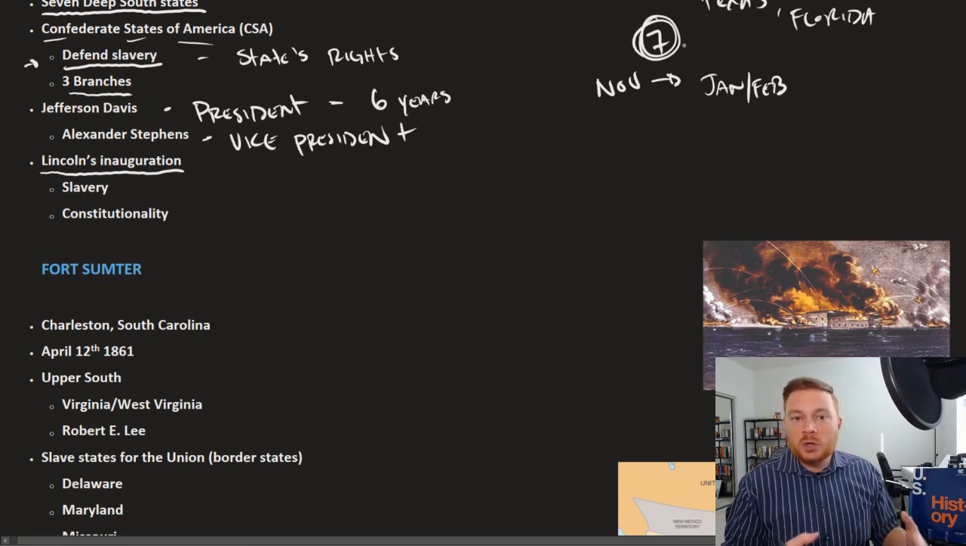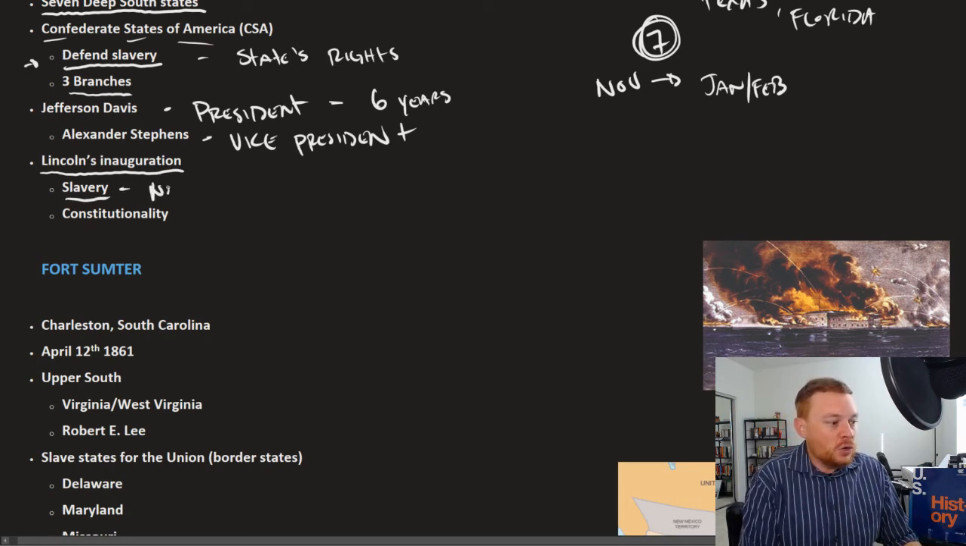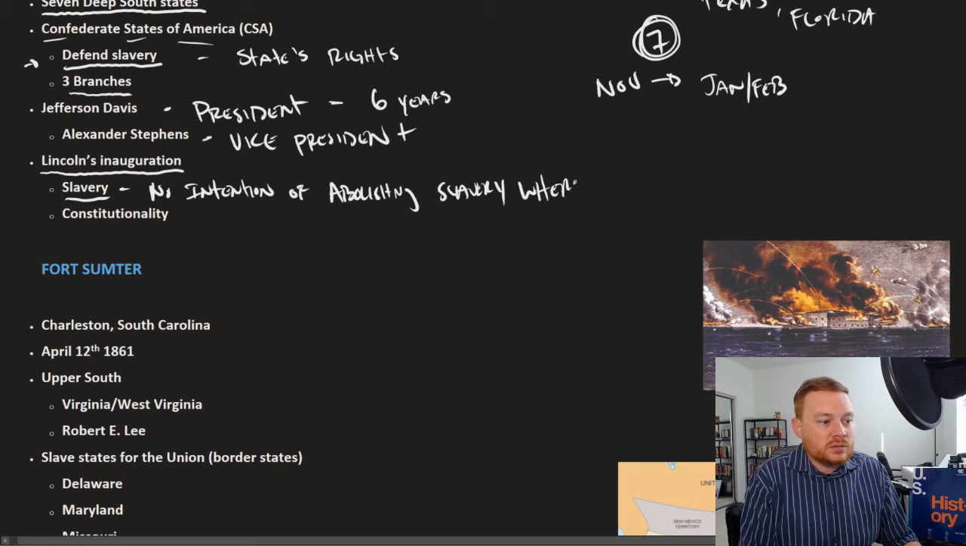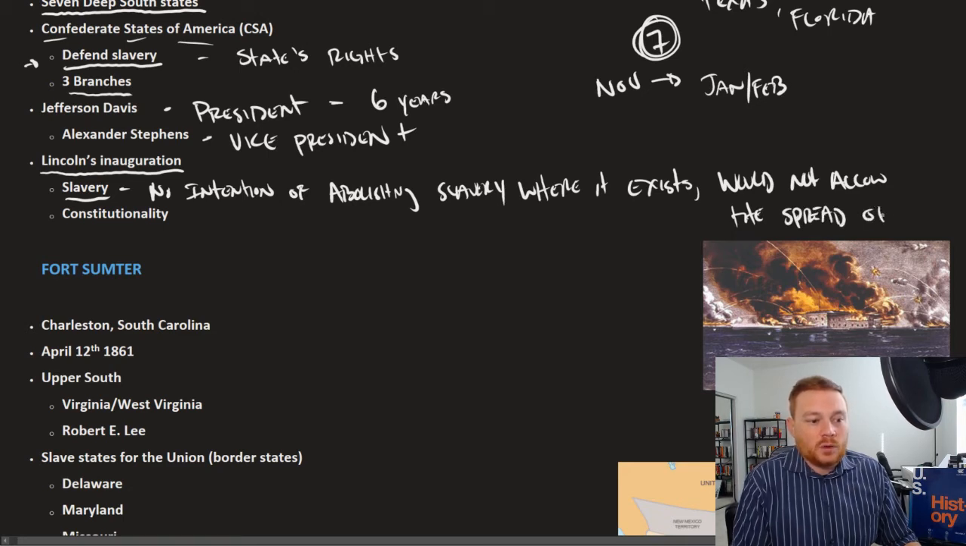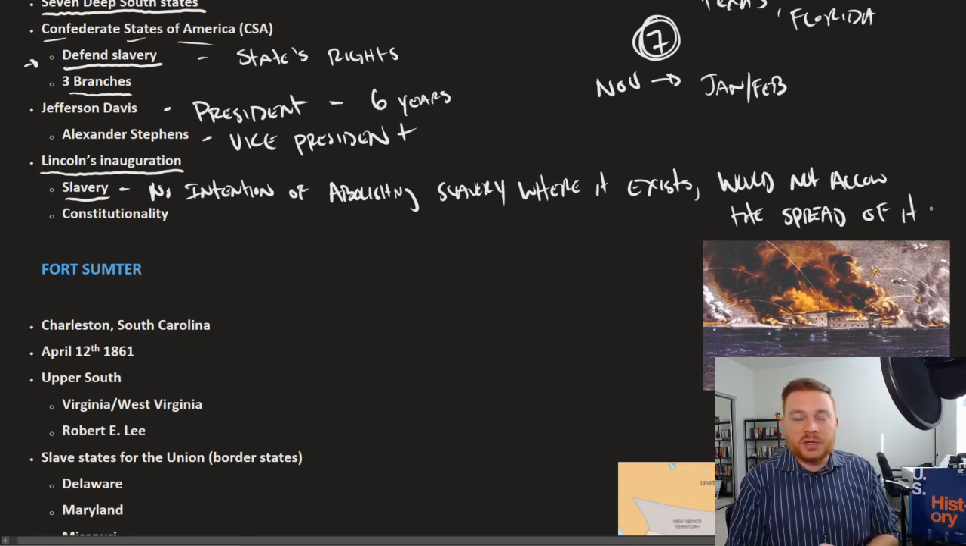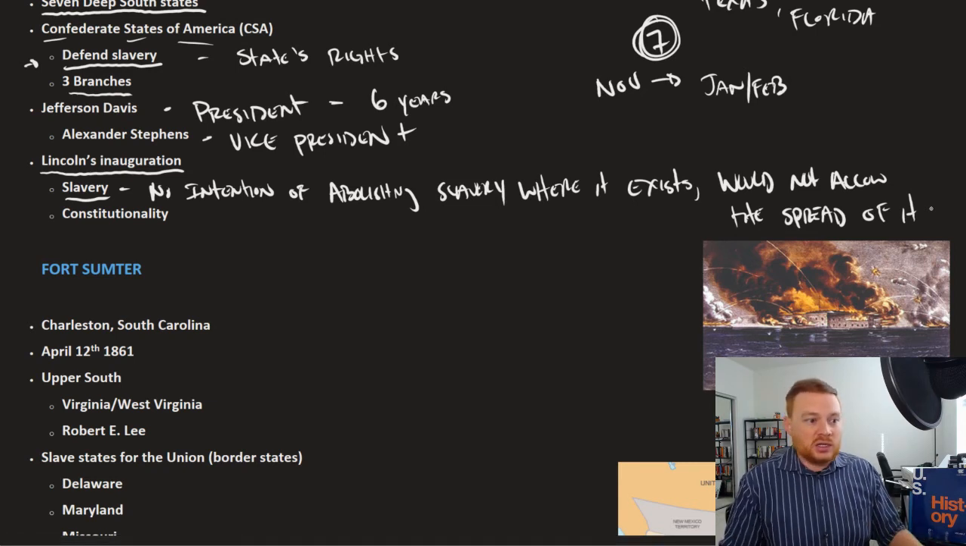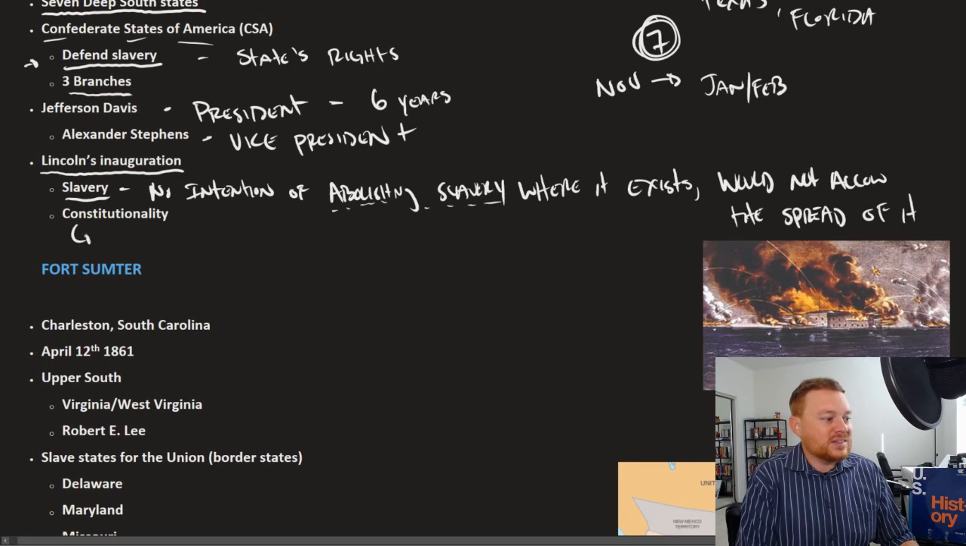What does he do about those 7 states that have left the Union? In his inauguration address in 1861, he says about slavery that he has no intention of abolishing slavery where it exists, but would not allow the spread of it. This is essentially a plea to the country. It's obviously breaking apart, and so Lincoln is really trying to plead with the nation to stay together. He has no intention of abolishing it where it exists. However, he says that secession is not constitutional.